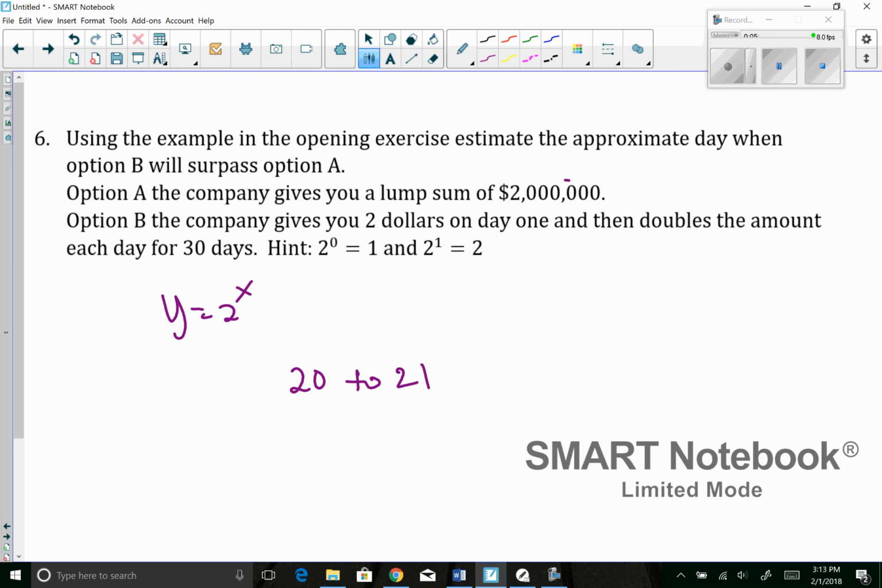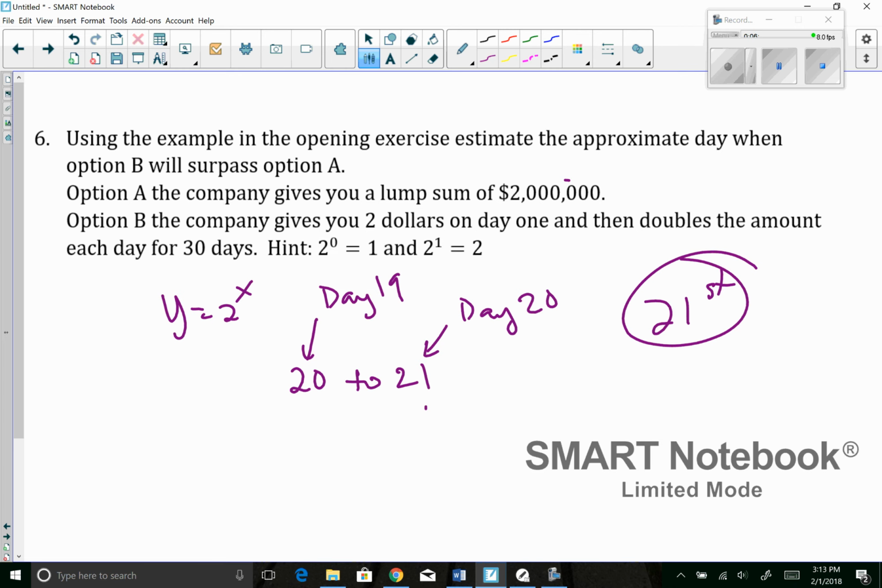So notice day 1 is representative of 0. So this is really day 19. And this is really day 20. So day 19 would be too small. That would be 1 million. Day 21, that's when we finally surpass. So on the 21st day, the amounts would surpass for option B.